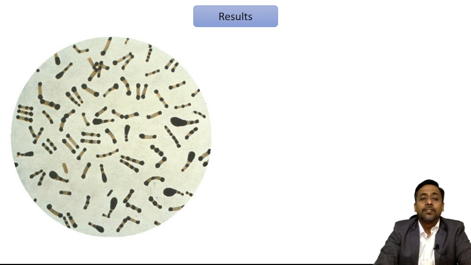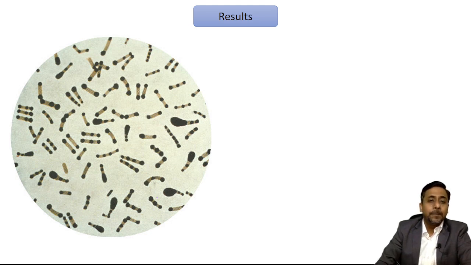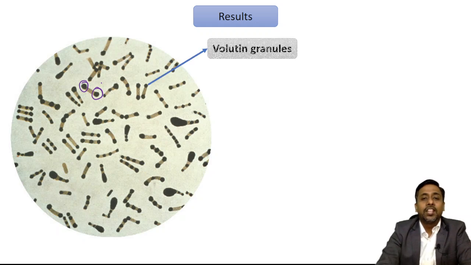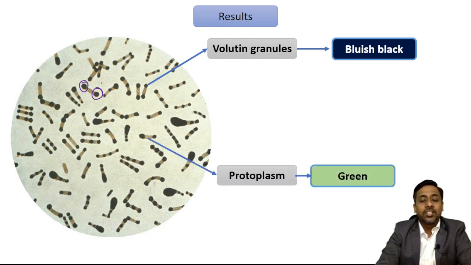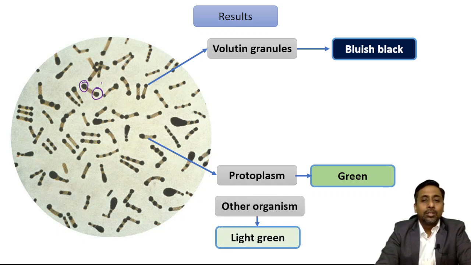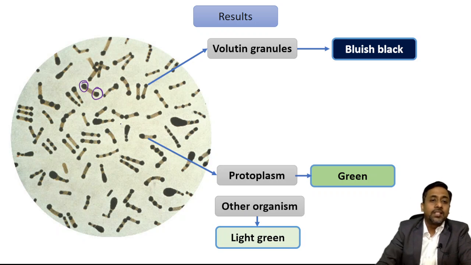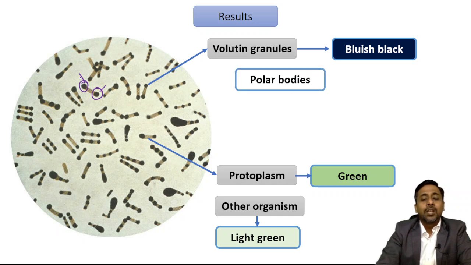And what will we get? We'll get this result. What can we see in this image? We can see the darkly stained granules. The granules will take up the bluish black or bluish purple color, the bacterial protoplasm will take up the green color of the stain, and any other organism present will take up a light green color. These volutin granules, if you see, are present at the poles, and that's why they are also known as polar bodies.